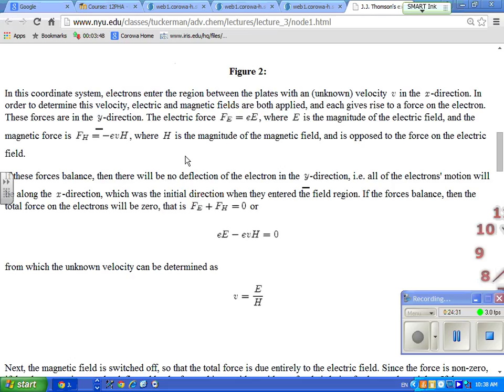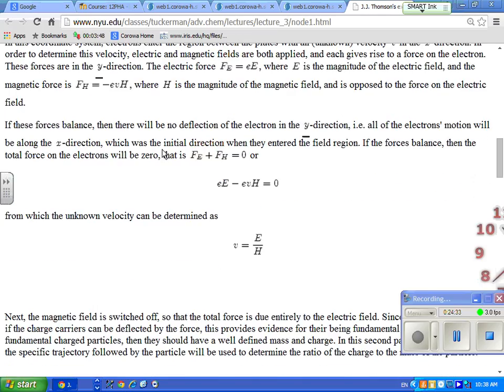So what we find is F_B equals qvB, as we know, and it talks about that. If these forces balance, there'll be no deflection of the electrons in the y direction. In other words, they go straight through. All the electrons' motion will be along the x direction, which is the initial direction they enter the field. They go straight ahead. That's what he's saying in normal language. And it's good to learn how to decode this sort of writing. If the force is balanced, then the total force on the electrons will be zero.